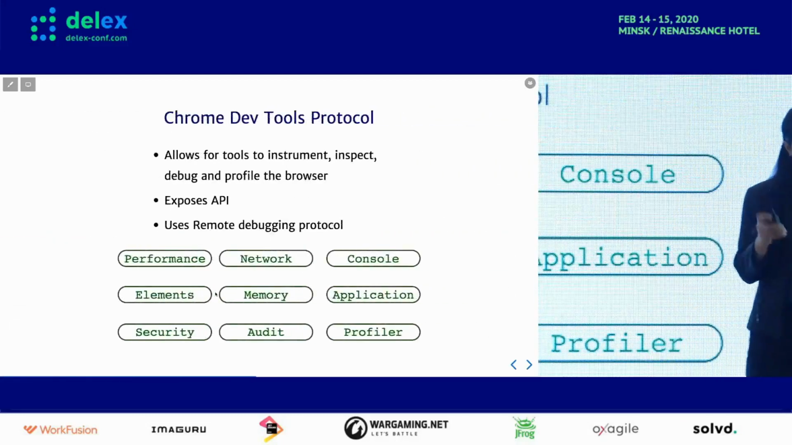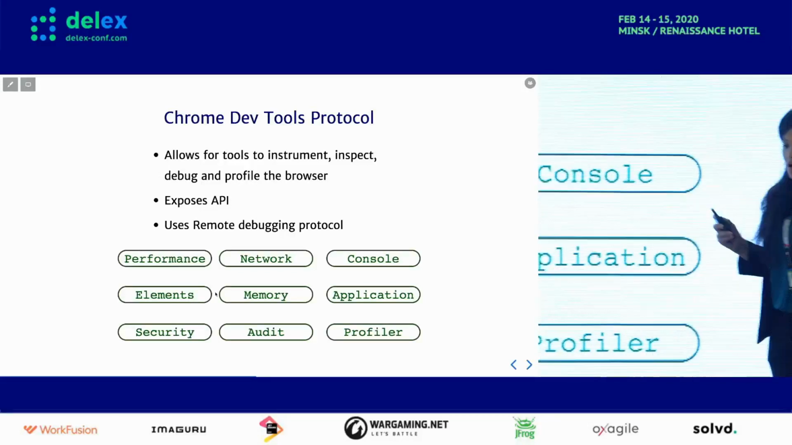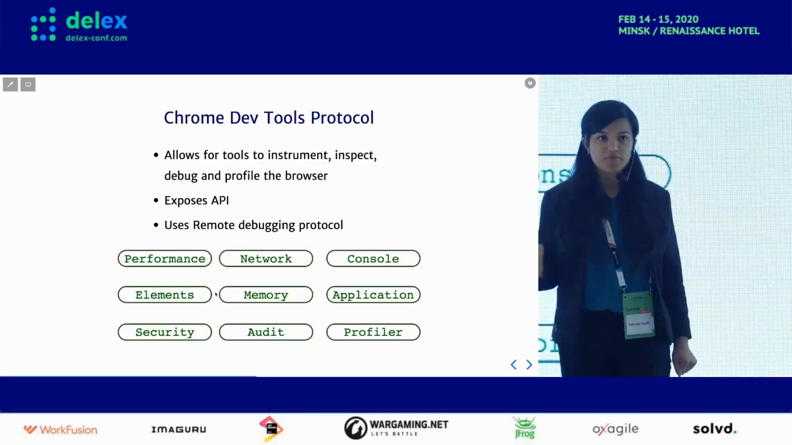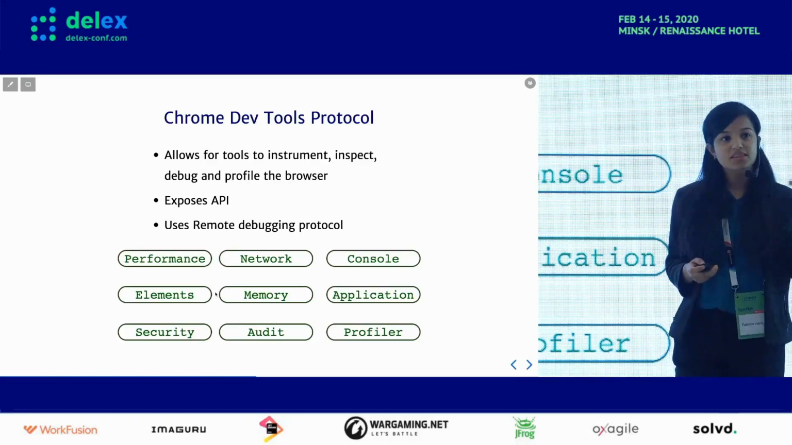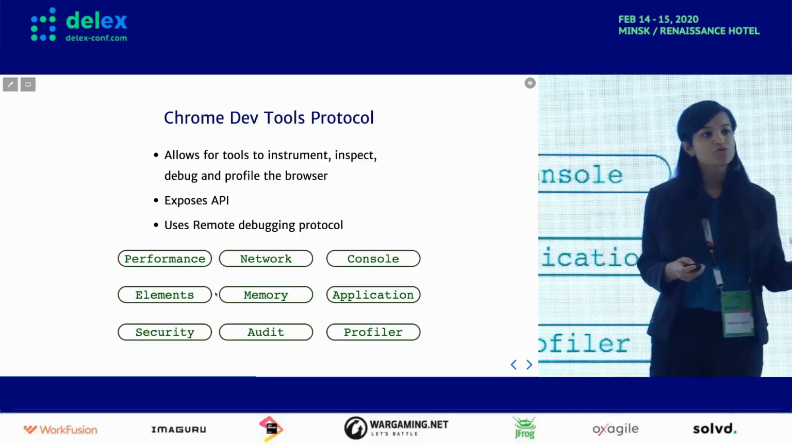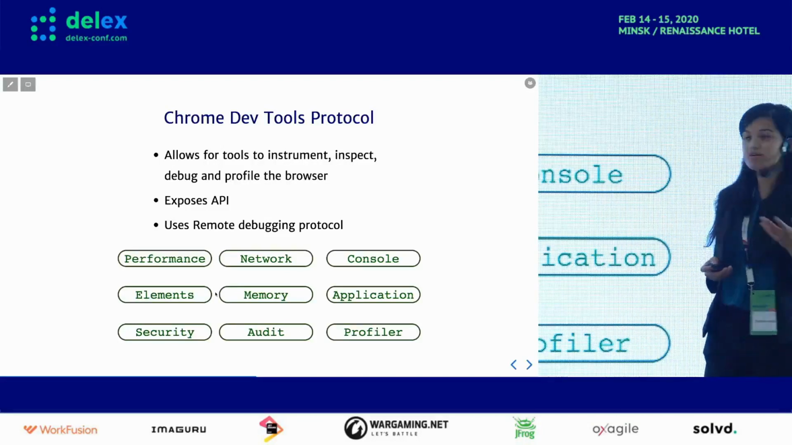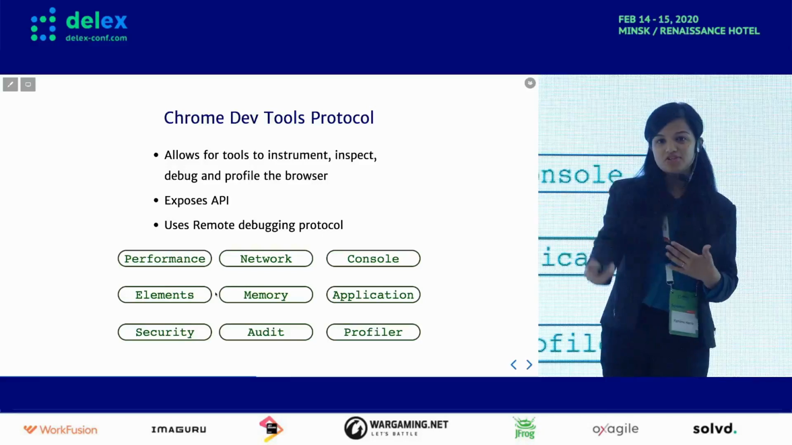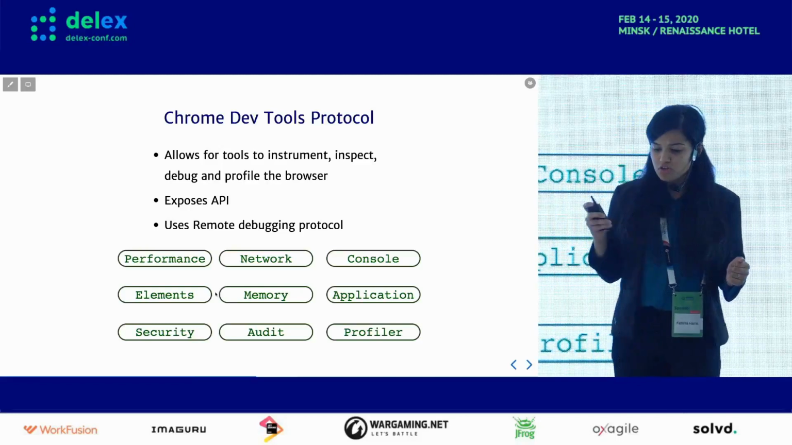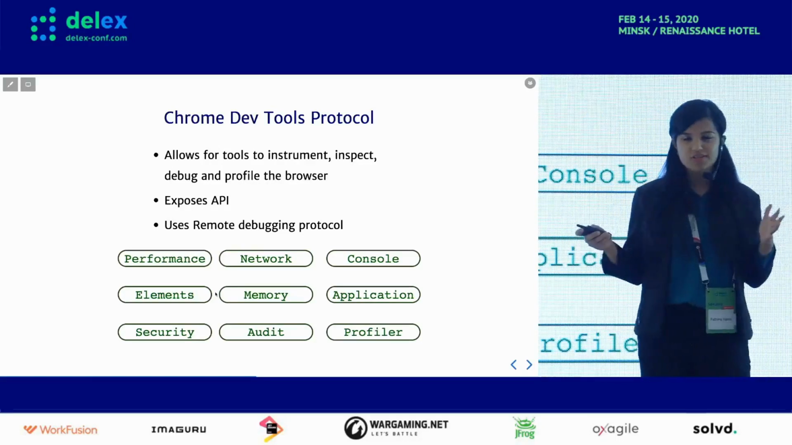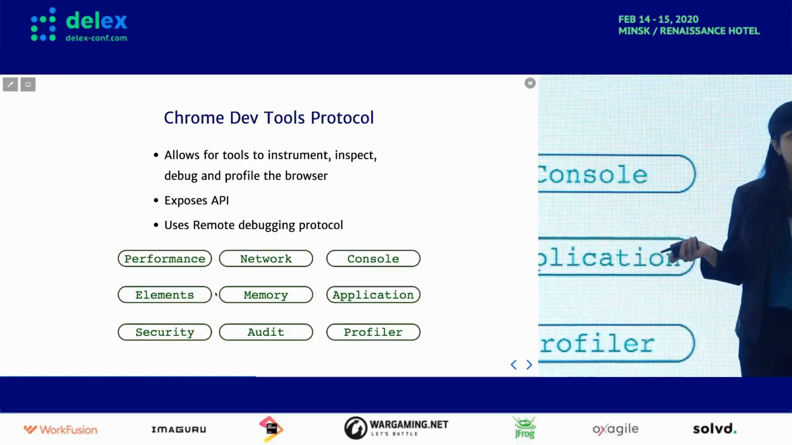So for Chrome, how Chrome DevTools work is it uses Chrome DevTools protocol. So it allows you to instrument, inspect, debug, and profile the browser, like I said earlier. The cool thing is that these APIs are exposed. So if you'd want to, you would be able to use them as well. Now, this is made possible because you have something called remote debugging protocol, with which you can actually remotely debug your browser. So these are some examples of the different capabilities that DevTools come with, and I'm certain that we've all interacted with these, right?